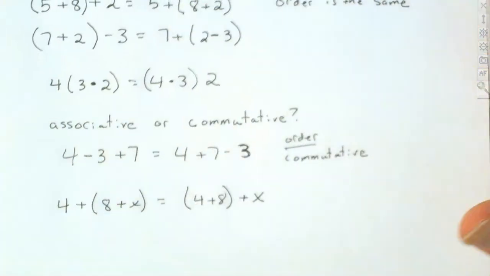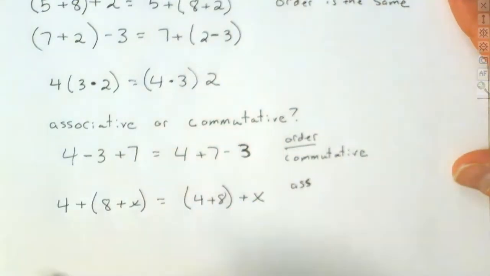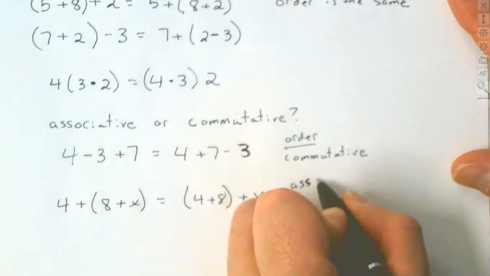Which one would this one be? This one would be the associative property. Why? Yep, I didn't change the order. The order stayed the same. I changed the grouping.